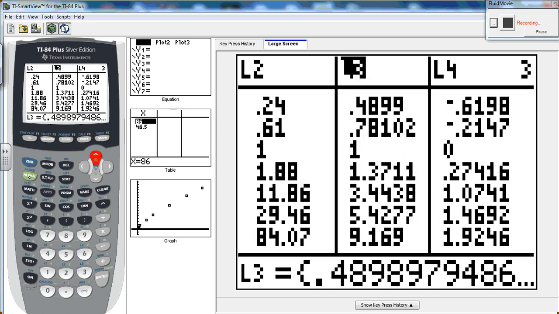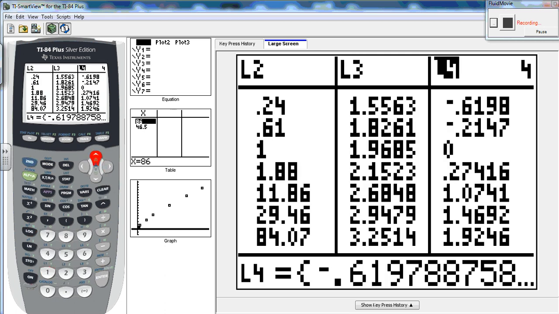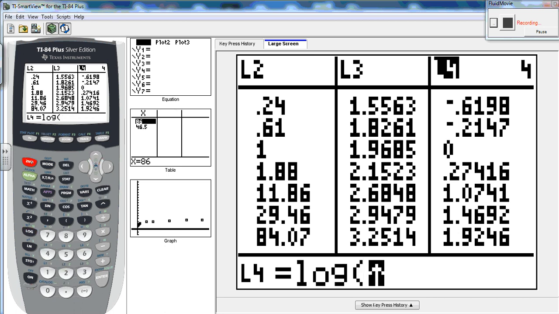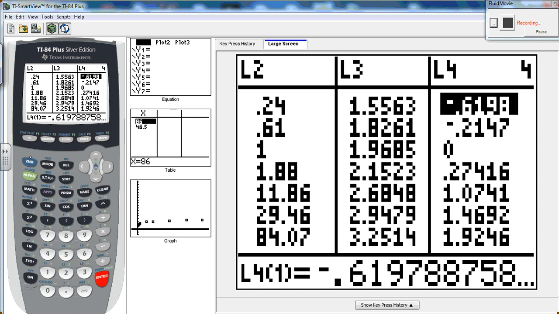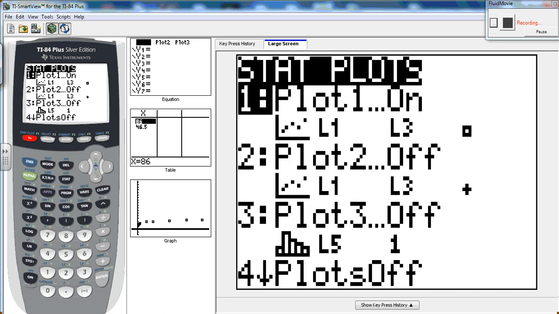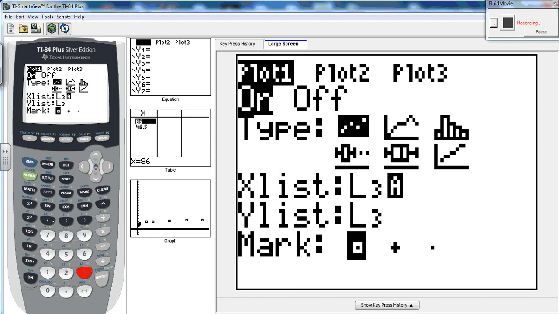come over here to list 3, and I'm going to take the log of x, which is list 1, enter, make sure you hit enter, and list 4, that was a log of y, that was already there, but just to make sure, a log of list 2, yep, we have that. Now let's take a look at this plot. Stat plot. Now we need to do list 3 versus list 4.